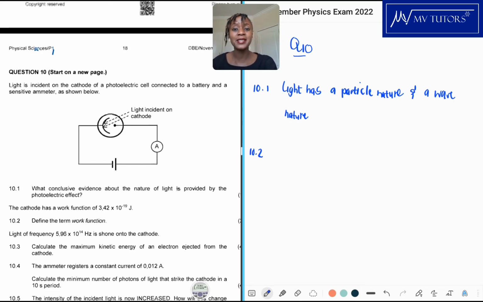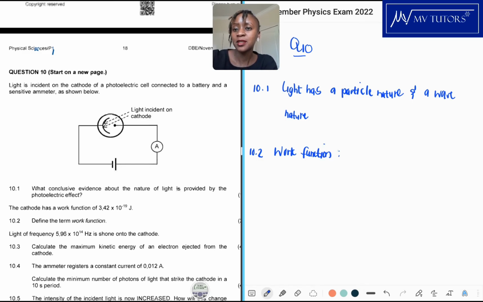So work function is basically the minimum energy that is required to get the electrons excited and moving about, okay, so that the electrons can be ejected from the surface. So you need that minimum energy. Without the work function, the electrons are just going to sit there and look at you like, bro, come on, okay? So yeah, work function, let me just write it in a more formal way.